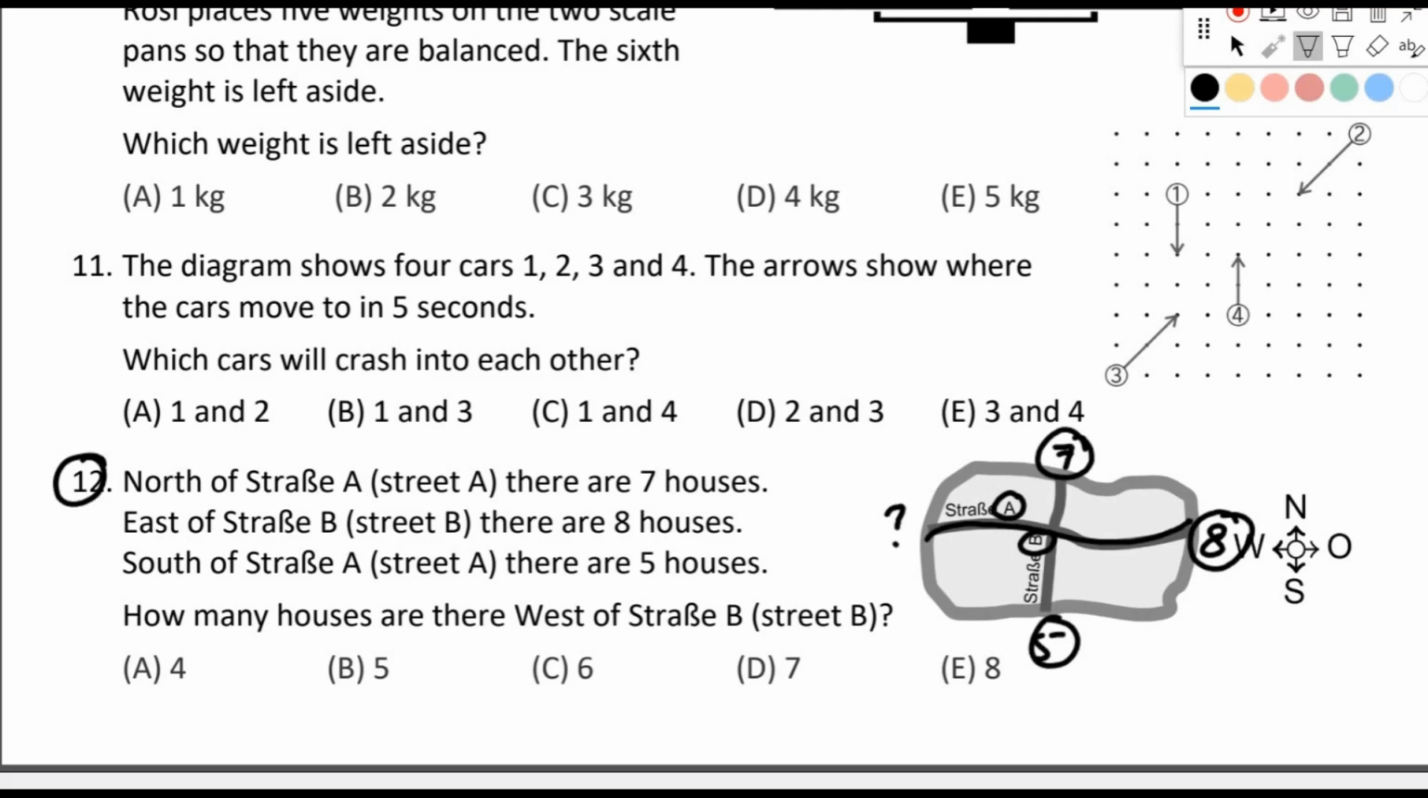So very simple, you see, north-south the total number of houses is like these are well planned cities. 7 plus 5 is 12. In that case, east-west there should also be 12 houses. So 8 plus 4 is 12. So our answer should be option A. 12th question, option A is the answer.